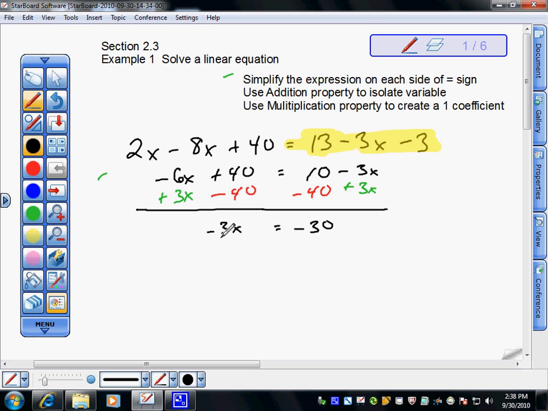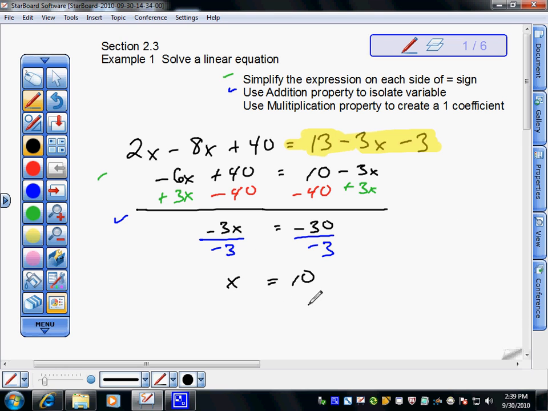Now the x variable might very well end up with a coefficient, in which case, let's mark off that we've completed this step right here. Now we need to use the multiplication property to create that coefficient of 1. So now we have this minus 3x that we need to get rid of, and it's multiplication. So we're going to divide both sides by a negative 3. Now I'm left with a negative 3x divided by negative 3 leaves me with 1x equals 10.